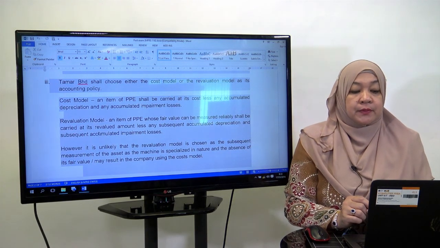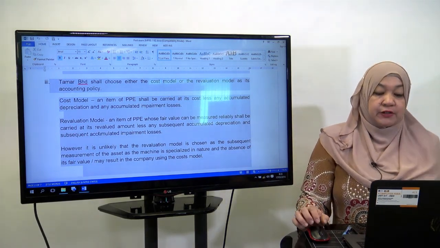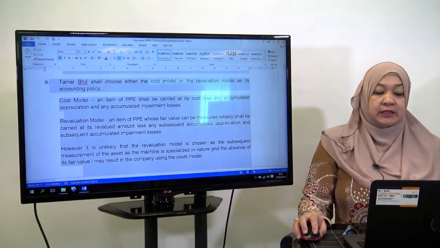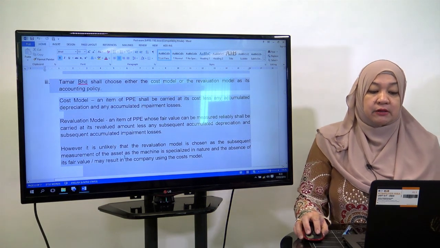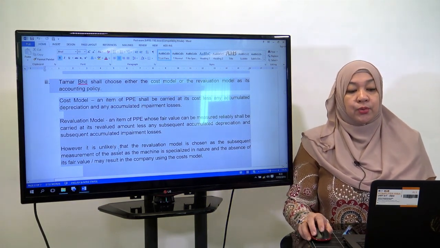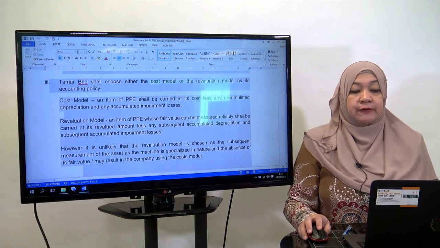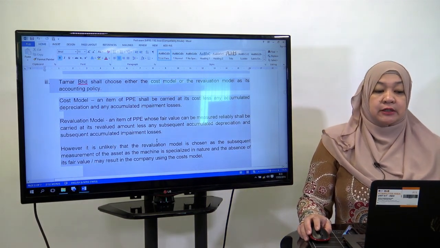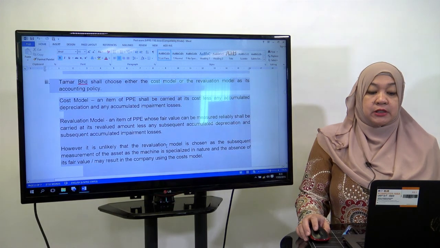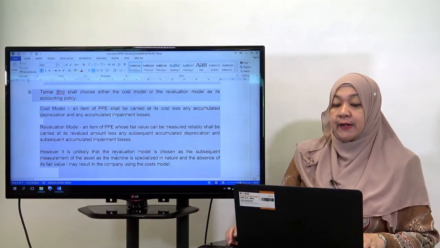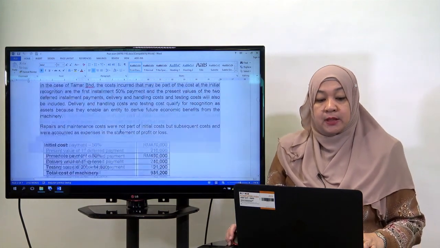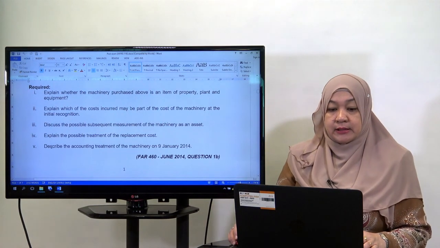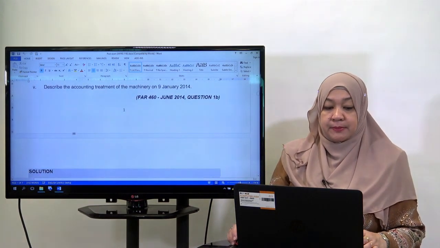However, it is unlikely that the revaluation model is chosen as the subsequent measurement of the asset, as the machine is specialized in nature and the absence of its fair value may result in the company using the cost model. So in other words, for this particular question, it is most likely that Tamar would choose the cost model instead of the revaluation model, because of the absence of fair value. Now, the next question is, explain the possible treatment of the replacement cost.